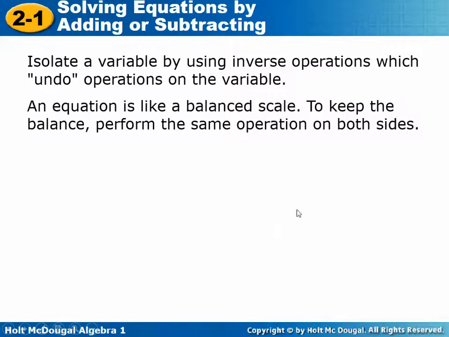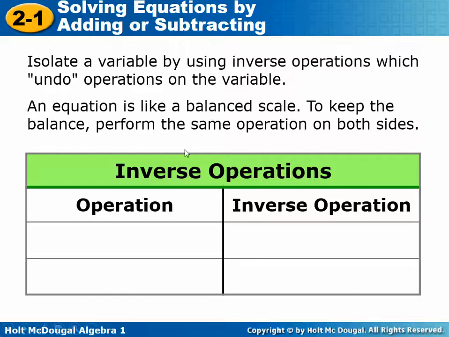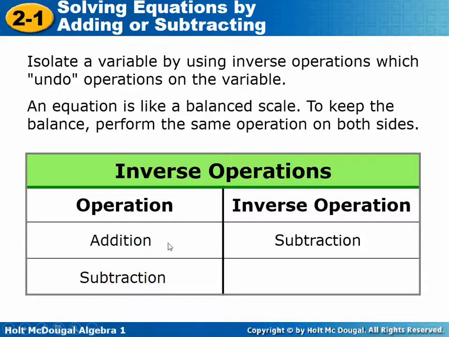This is just a little bit more about how an equation is like a balanced scale. And to keep the balance, you have to do the same thing on both sides. So if the variable had something added to it, that's addition. The inverse to addition is subtraction. And if the variable had something subtracted from it, the inverse is to add. So sometimes we'll add a number to both sides, sometimes we'll subtract a number from both sides.